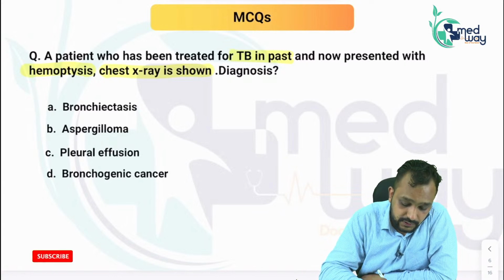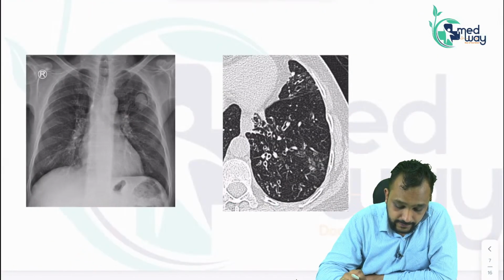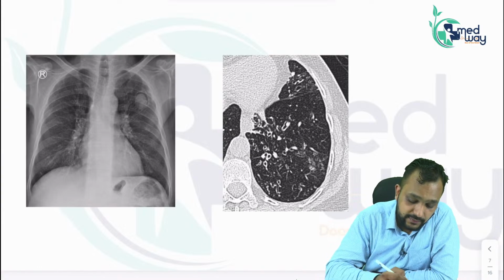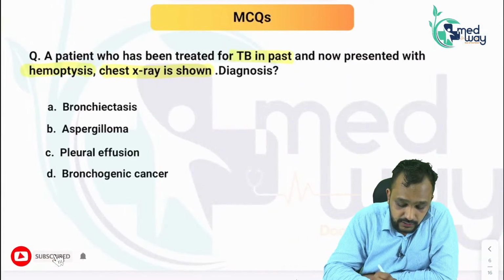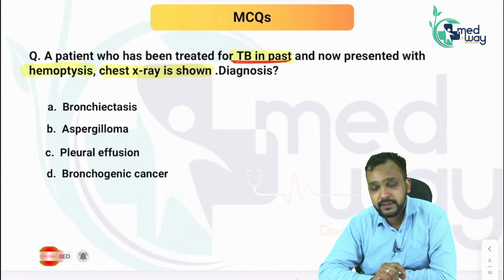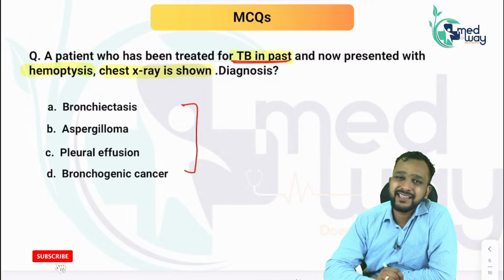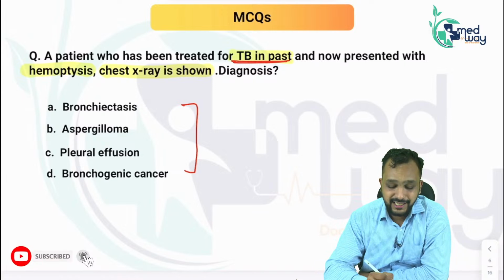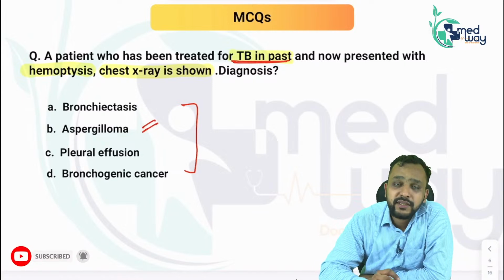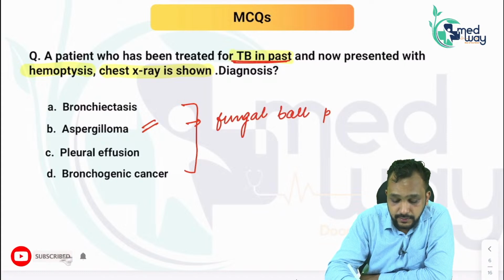So let me discuss a few options which were given to me by the students, right? So the first one is aspergilloma, right? So this aspergilloma, guys, first of all I want to tell you about a patient who has been treated for tuberculosis in the past. So what are the possibilities that can happen in this patient, right? Aspergilloma, yes. A fungal ball can form in patients with pre-existing cavities.